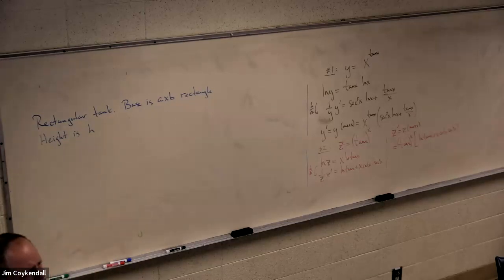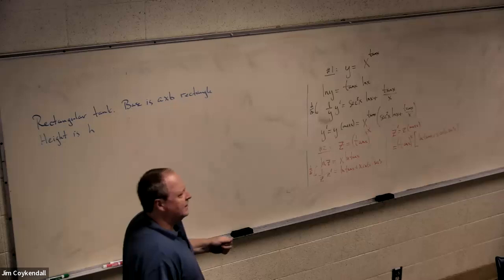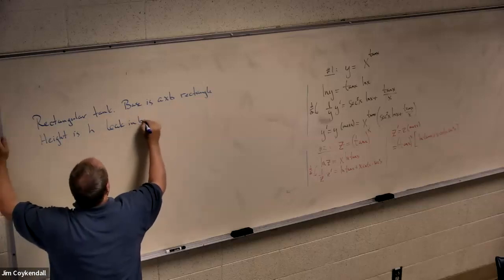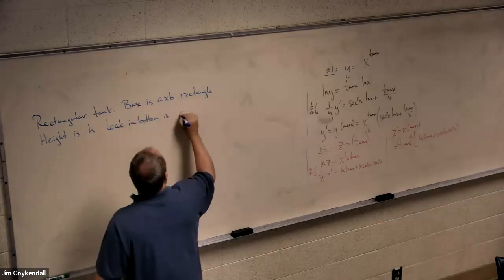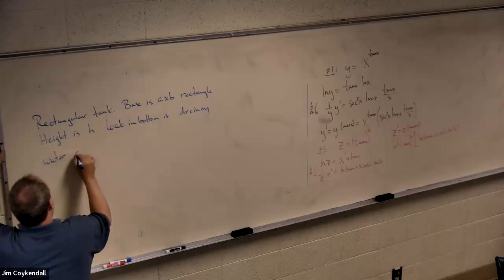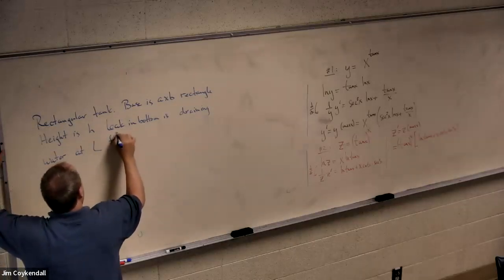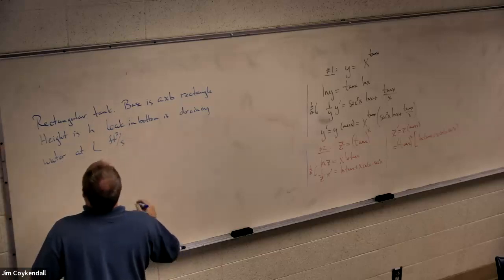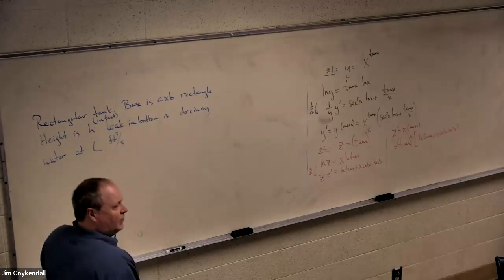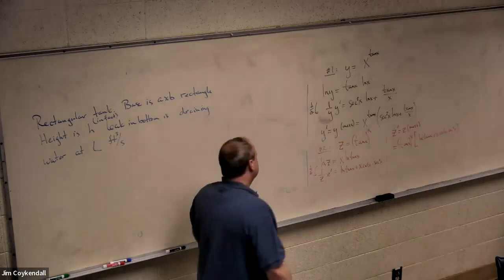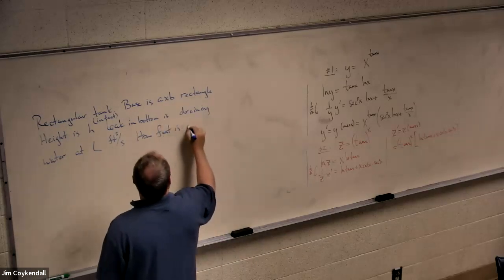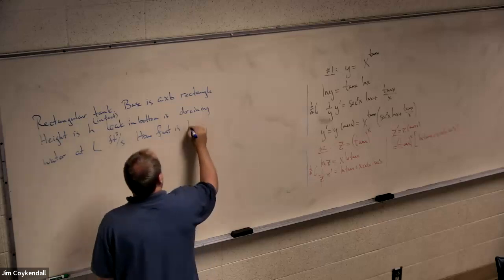It has a leak in the bottom and the water is draining out. Leak in the bottom is draining water at L cubic feet per second. So I'm going to assume all my dimensions are in feet, right? And what does it ask? How fast is the depth decreasing? The height of the water.